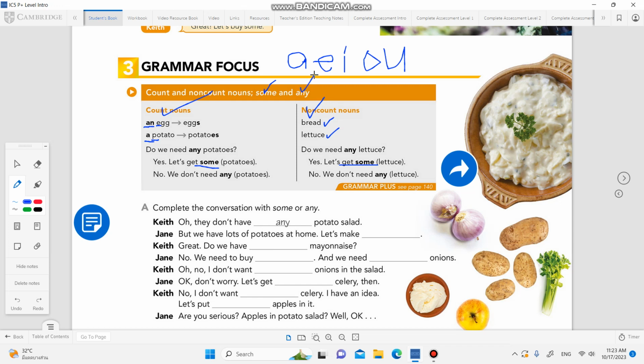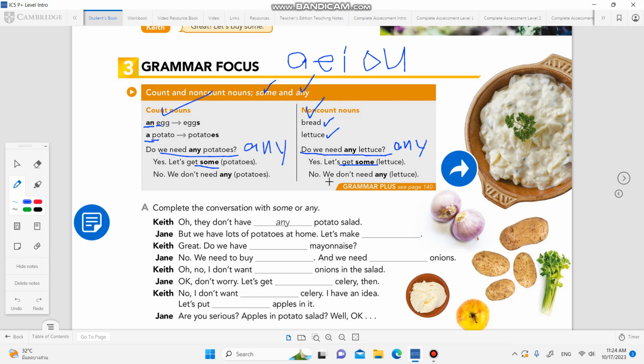So when to use any? We use any for questions and negative sentences. Questions like this. Do you see these sample questions here? This is for any. Okay, we use any for this. I will try to read these examples. Do we need any letters? Next, another: We don't need any letters.